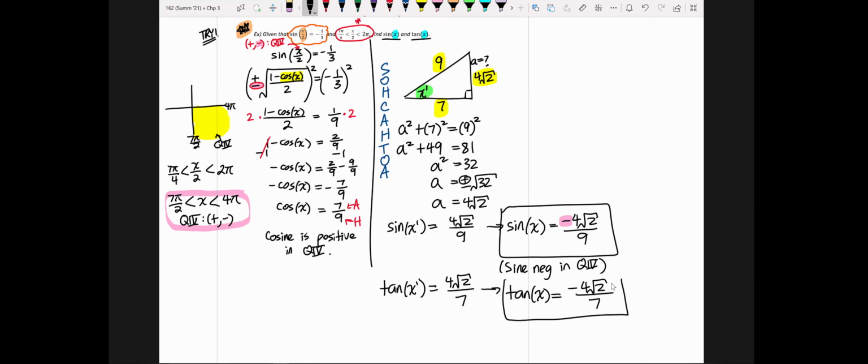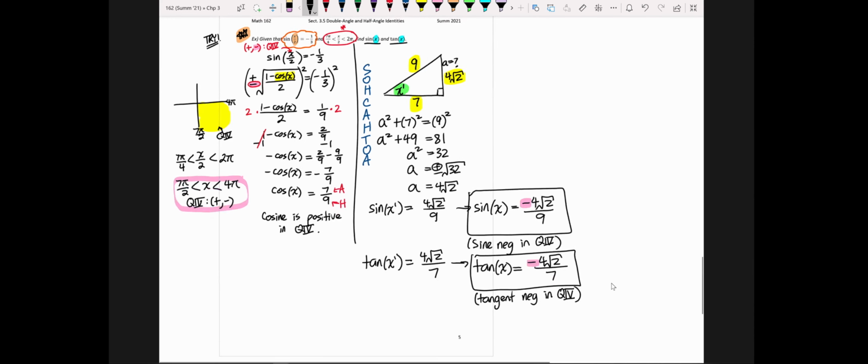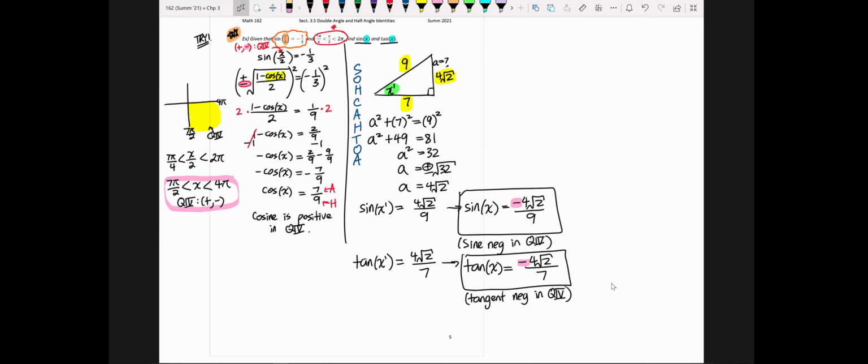We have to check the quadrant for x to determine if the trig function is positive or negative. Tangent is also negative in quad 4. Okay. So several students were able to generate the correct answer here. If we're not quite there yet, let's take a look at the steps.